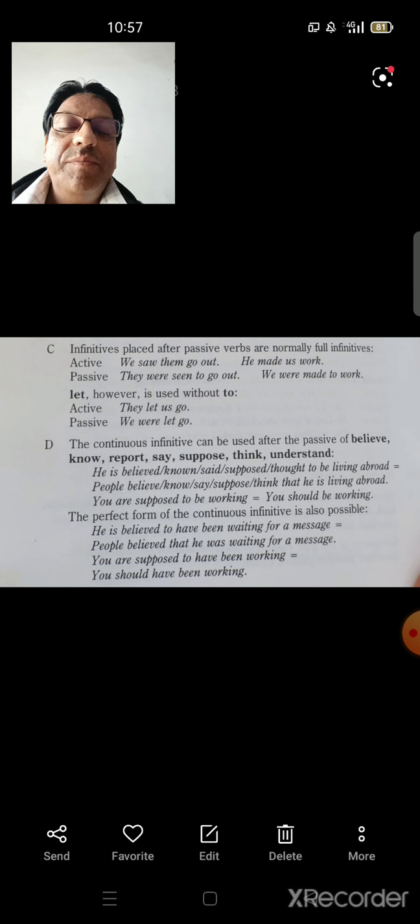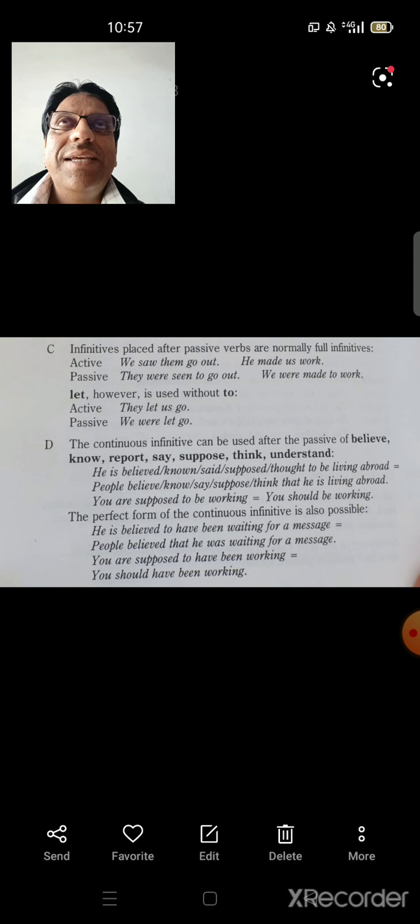Then we have examples like infinitives placed after passive verbs. Infinitives placed after passive verbs are normally full infinitives. We saw them go out, but when we passivize it, the to infinitive comes in. They were seen to go out. They let us go, or we were let go. Again, here we have those examples where we have clauses which I've already told you.